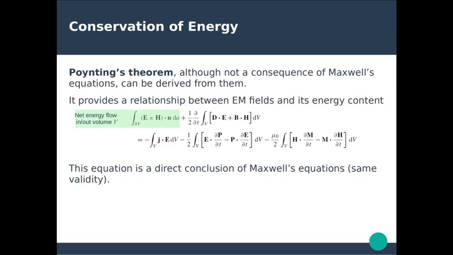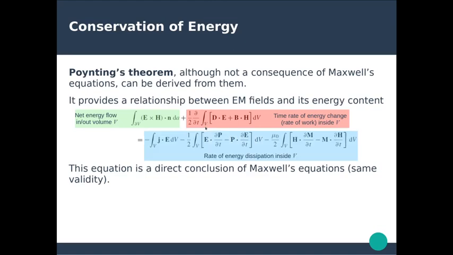So the first term of this relationship is this integral over the closed surface encapsulating a certain volume V of the electric field and the magnetic field, and this constitutes the net energy flow in and out of this particular volume. The second term here, shown in red, is the time rate of energy change inside this given volume V. So you're looking at the time variation. That's why we have this time derivative here of electromagnetic energy given by this term that we're going to be discussing in a second. And then we have this integral over the volume. And the sum of those two is equal to this term in blue.